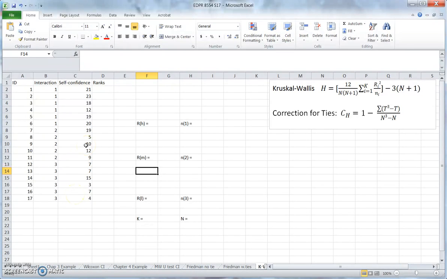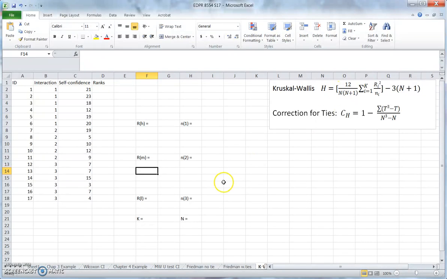And we start with a null hypothesis that the median level of self-confidence are not significantly different for participants in the 3 levels of social interaction. With alpha equals 0.05, we are going to calculate the H statistic and compare that with the critical value. That will lead us to the conclusion. This is the formula for calculating the H statistic.